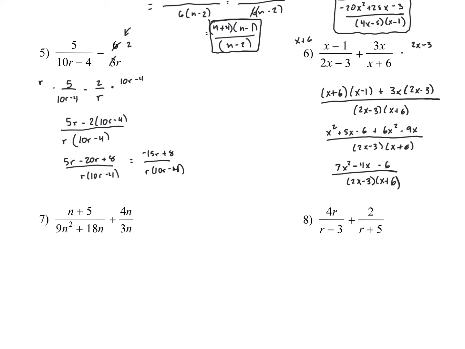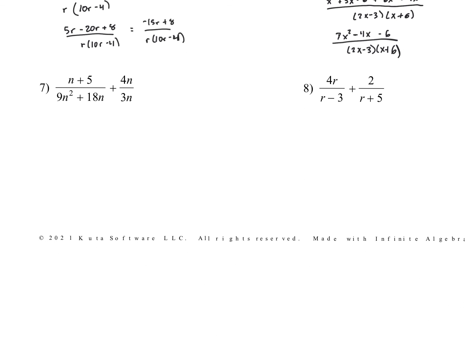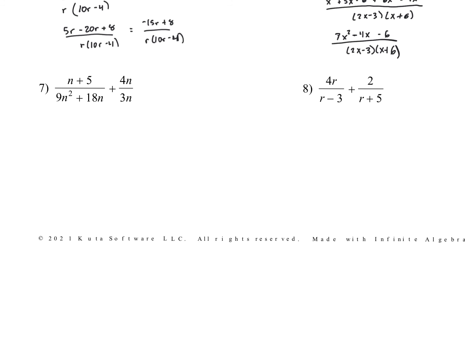Okay, last two problems. So as I go down here to the number 7, and as I'm looking at number 7, I can see right away that one fraction can be simplified and the denominator of another fraction can be factored out. There's a GCF in that 9n squared plus 18n. So I'm going to cancel out my n's, and then as I rewrite, I'm going to factor out my GCF. So I have n plus 5 over 9n, n plus 2, plus 4 over 3.